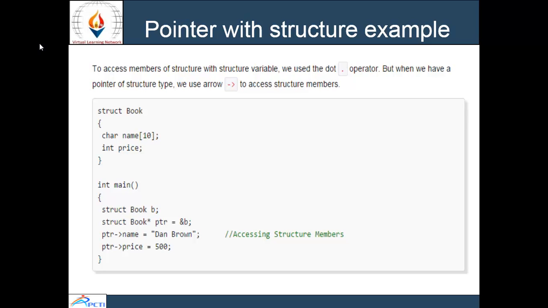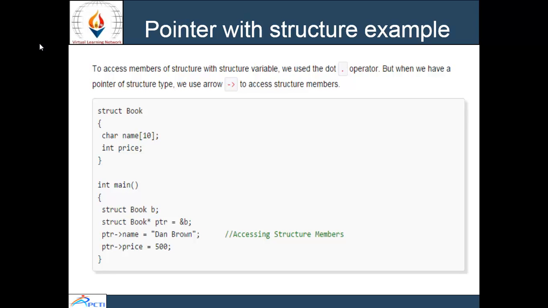A pointer with structure example will be shown like this. To access the members of a structure, we use the dot operator, but when we have a pointer of structure type, we use the arrow to access structure members. For example, I have declared struct book. Book is a structure declaring two members, char name of size 10 and int price.